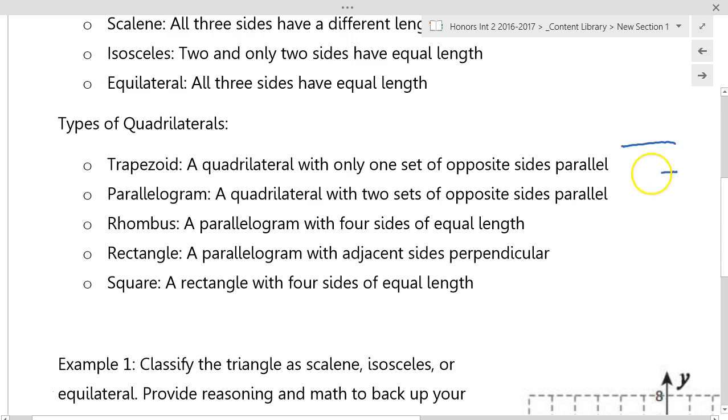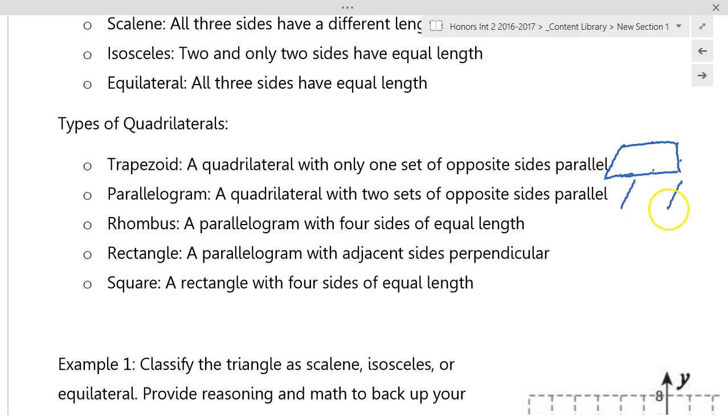One set of sides across from each other will be parallel, right? The other sides don't have to be parallel. I can see something like this. These 2 sides are not parallel. These sides are parallel. That's a trapezoid. A parallelogram has 2 sets of opposite sides parallel. Something like this. These sides are parallel to each other, and these sides are parallel to each other.